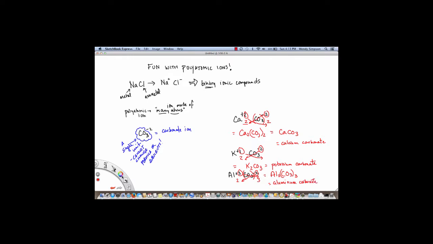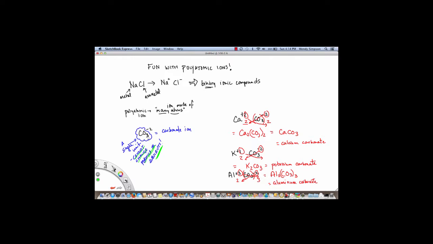So what's important to remember is that the polyatomic ion acts as a single unit. You cannot change the formula or the subscripts ever. The CO3 always stays CO3. The entire unit has a -2 charge. This subscript is always a 3. It can't change. You can't add subscripts in here. You can't change them at all.